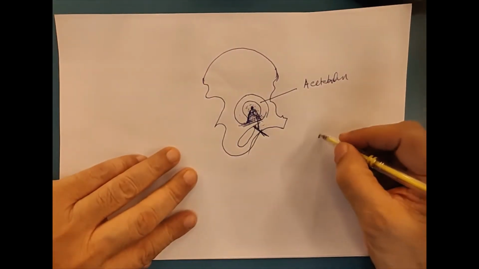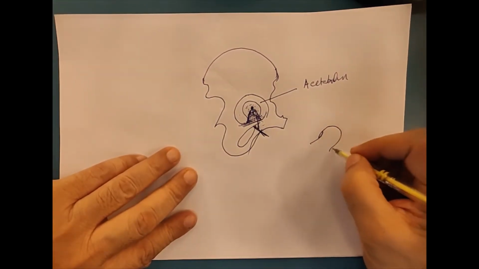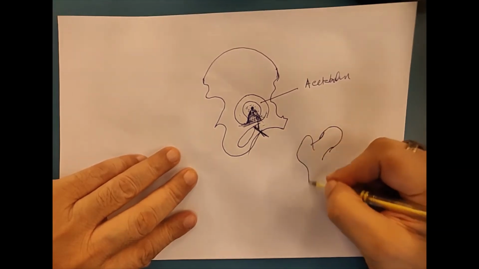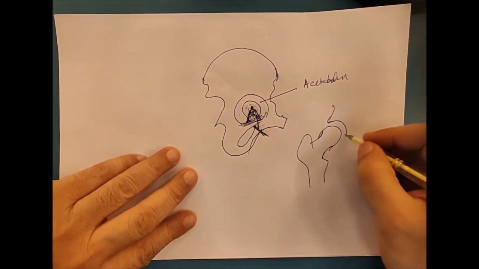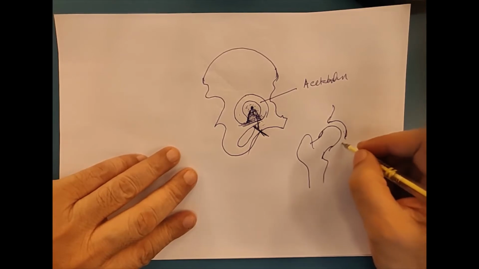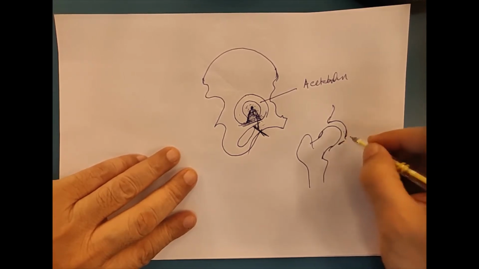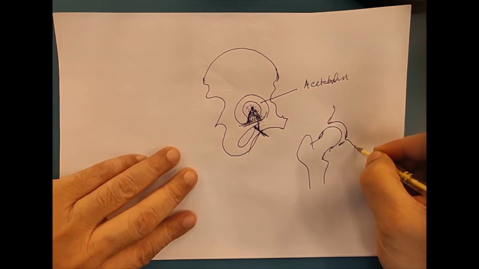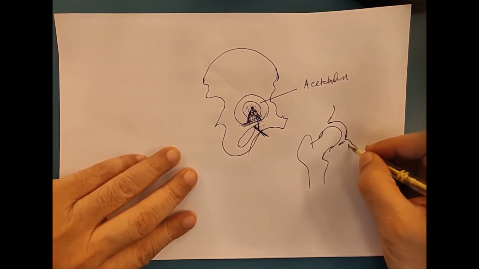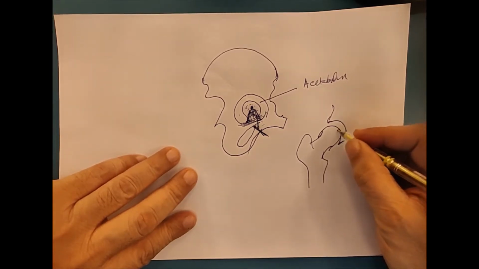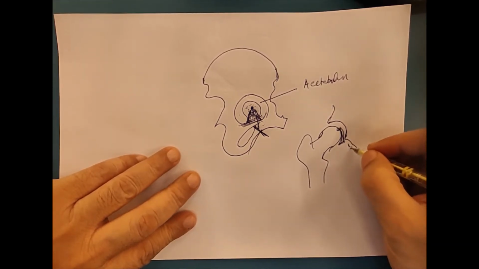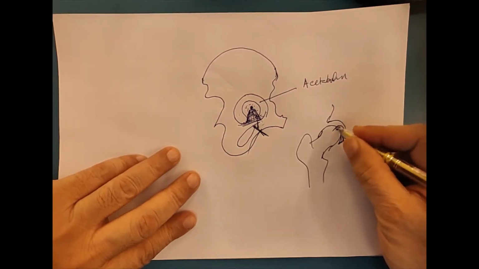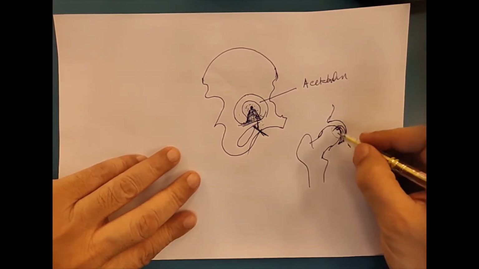So if you see it on the side, this is the head of the femur, this is the neck, this is the trochanter, greater and lesser trochanter. Here is the acetabulum, and at the lower part of the acetabulum you find there is a transverse acetabular ligament, and this is ligamentum teres, and the artery comes like this and goes in and supplies 3% of the head of the femur.